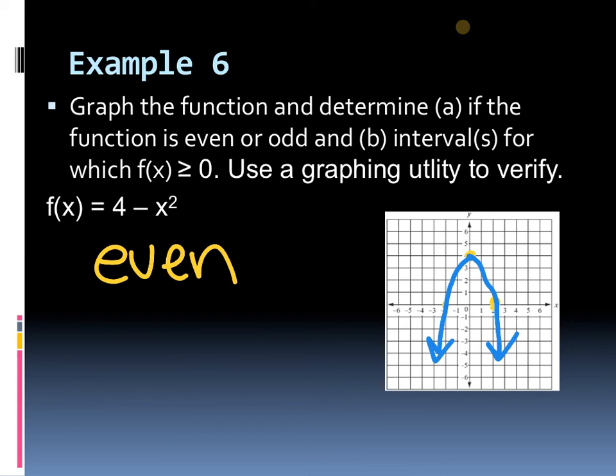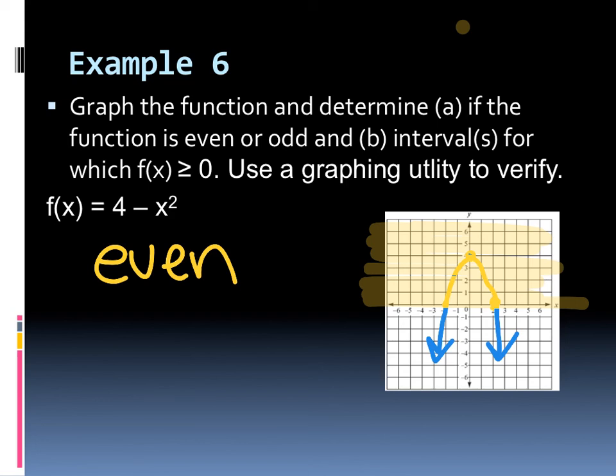All right, so B says, find the intervals for which f of x is greater than or equal to 0. So translate that into normal speak for me. What is f of x? Y. Where is y greater than or equal to 0? Not just for this graph, but all graphs. Where do you look for where y is greater than or equal to 0? Quadrants 1 and 2, right? Everybody understand that? So this area here, from the x-axis and above, because it's or equal to, is where y is greater than or equal to 0. Everybody understand that?